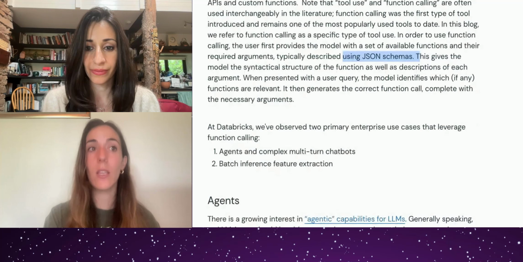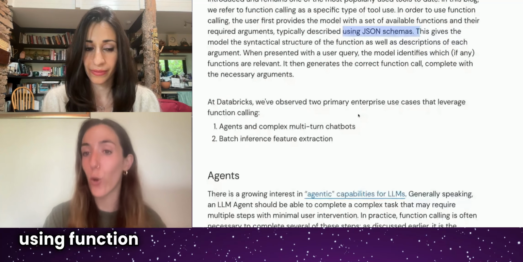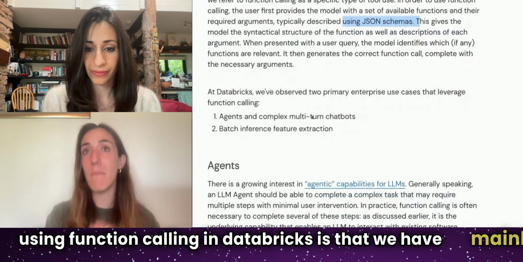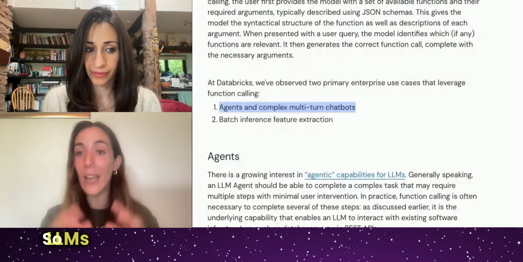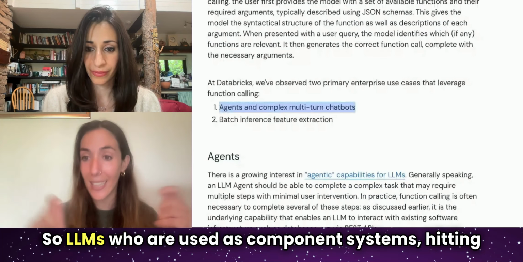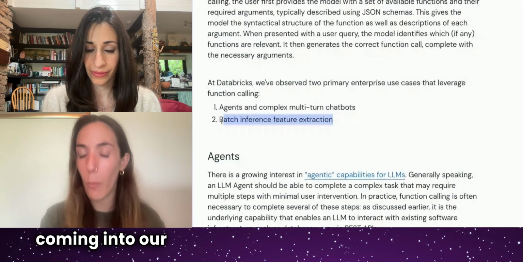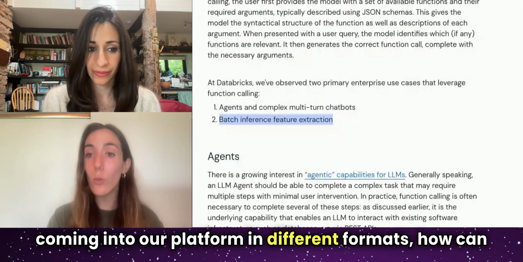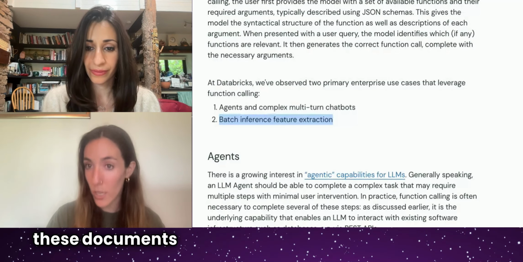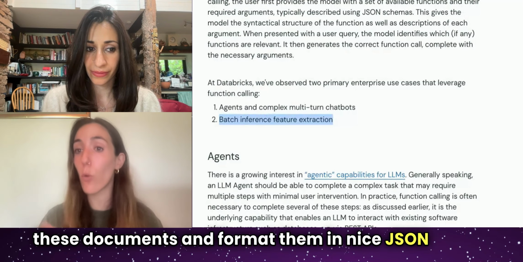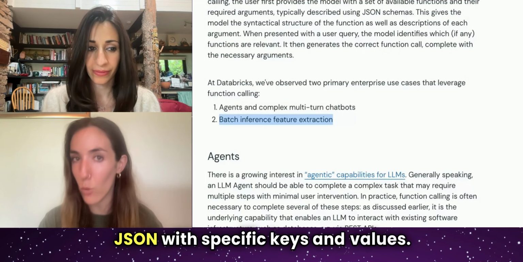What we've seen in the field when it comes to using function calling in Databricks is that we have mainly two use cases. One is these agentic LLMs, so LLMs that are used as compound systems hitting different external tools. The other is, given some data coming into our platform in different formats, how can we use function calling to extract specific items from these documents and format them in nice JSON so that we can handle them nicely with specific keys and values.